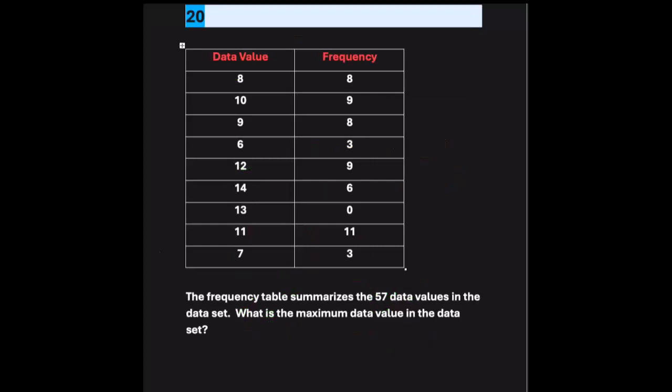Question 20 has a frequency table which summarizes data values. And they ask you what is the maximum data value in the data set. So for this question, don't worry about the frequency. Just look at the data value column and see the biggest number. So in this column, the biggest number is 14, and the answer is 14. Let's go to the next one.